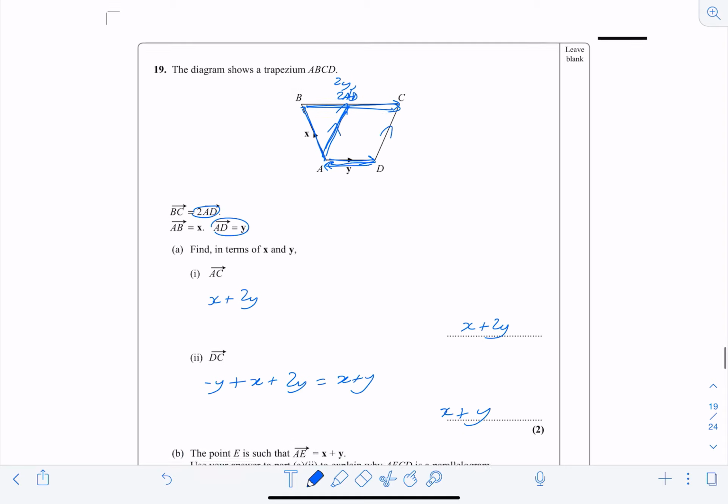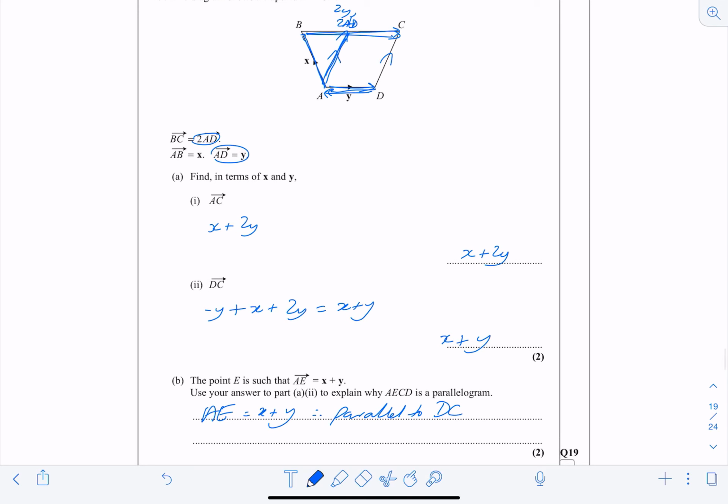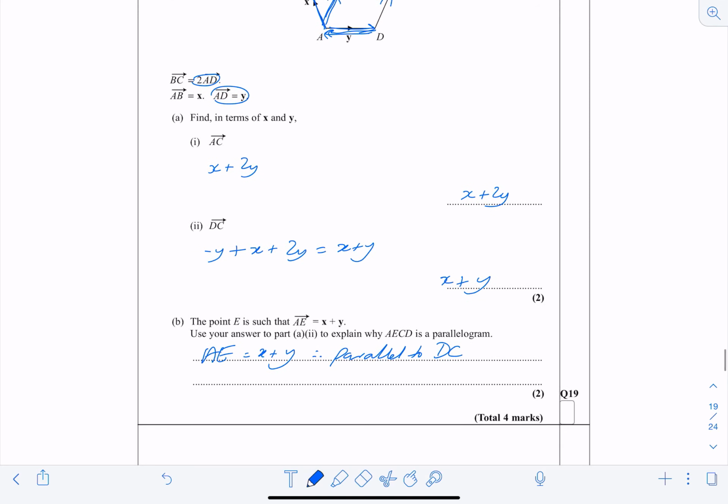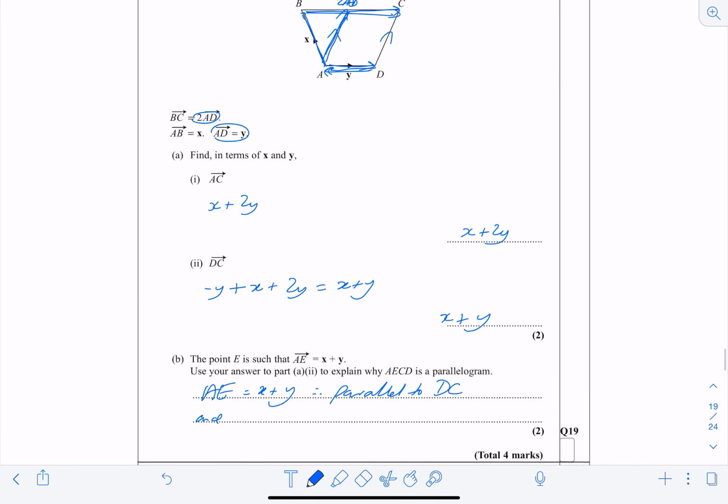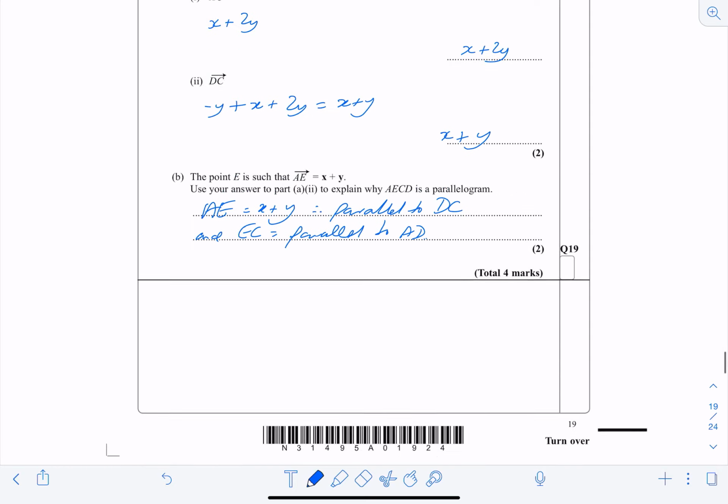And I know that therefore EC is parallel to AD. Yep.